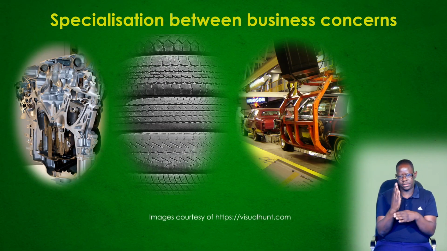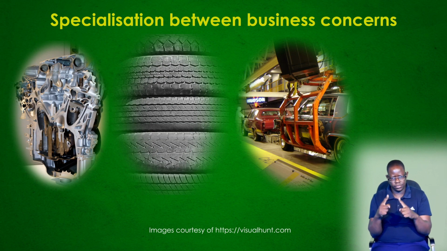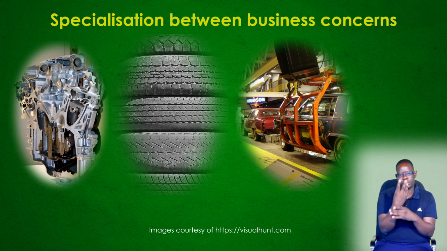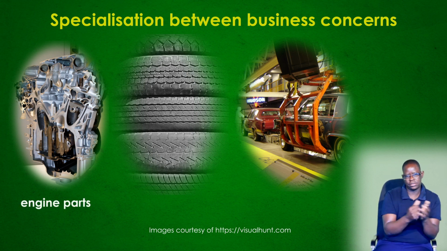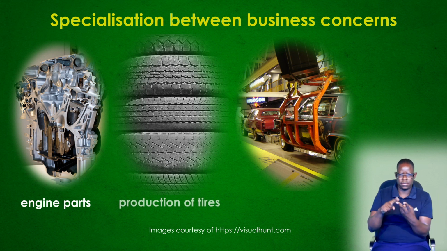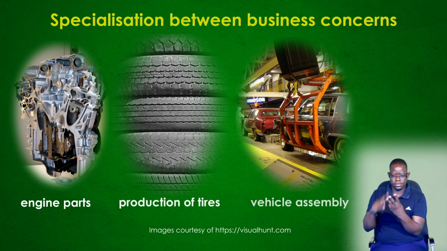I get it. We also find specialization between business concerns. This is where different businesses within an industry will specialize in the production of one particular product or range of products. For example, in the motor industry, we find businesses that concentrate on the production of engine parts. The core function of another business is on the production of tires, and another is mainly concerned with the assembly of the vehicle.